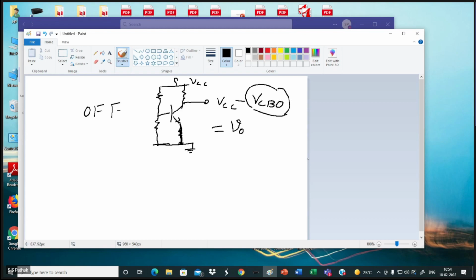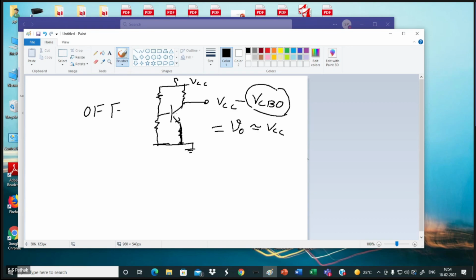What is that? ICBO, that current will be passing through the internal resistance, the reverse bias resistance. So the reverse bias resistance dominates there. That way you can say this voltage in the reverse bias situation is very small. So that will be my V0, and it will be approximately equal to VCC.